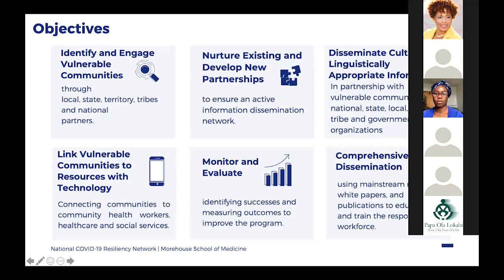Number 4, link to services, and this is where the rubber hits the road. We're trying to link our communities to services. When it comes to the vaccinations, how do we overcome the stigma and the mistrust so that people will actually participate in the vaccination, but also the vaccination trials?